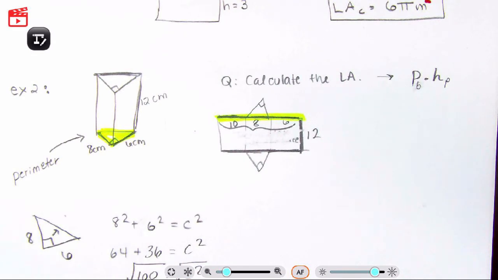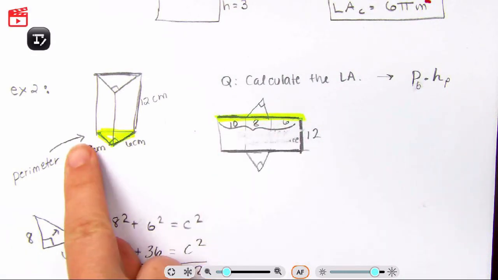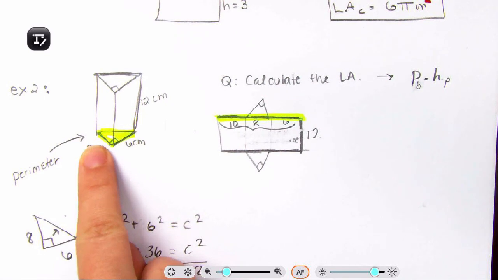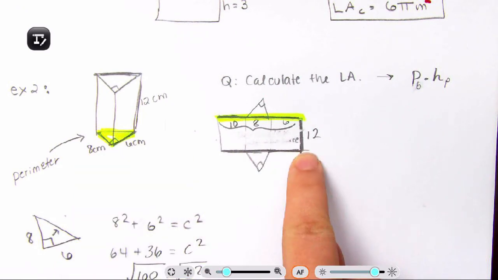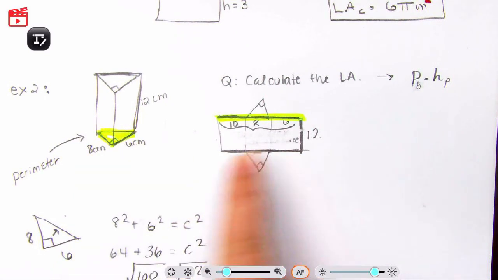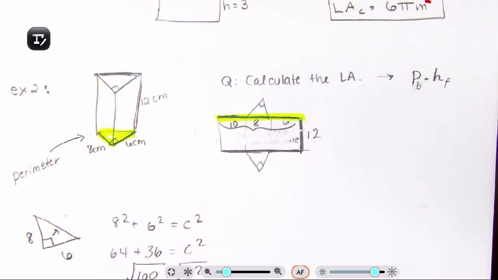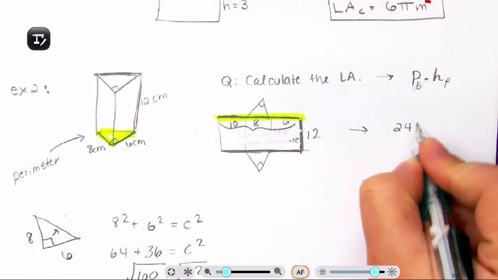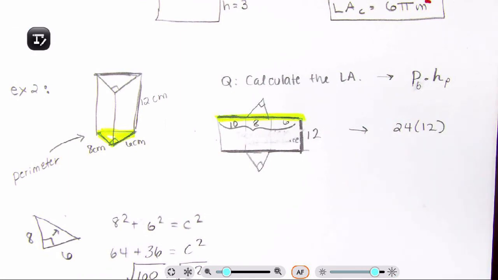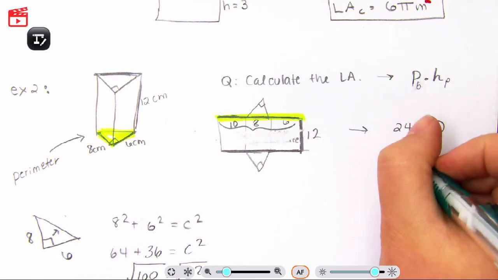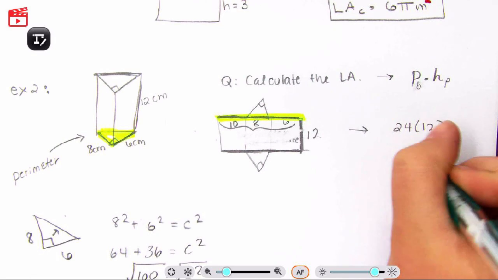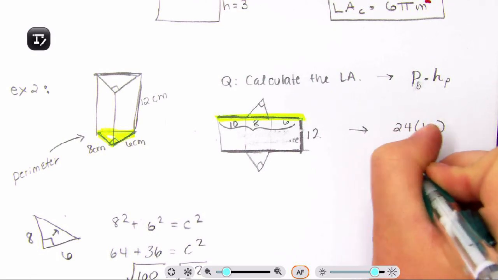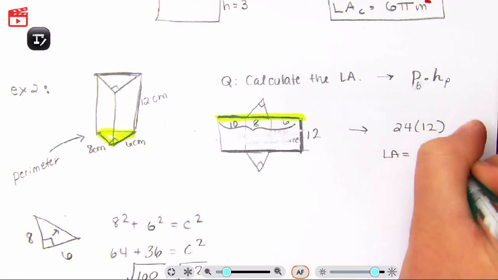So now that we have the perimeter of the base of the original triangle, we don't want the perimeter of the inside. We only want the perimeter of the base. That's what I wanted to clarify. So let's count these out. I have 10 plus 8 plus 6. That is 24. So I have 24 times 12. And that is, lateral area is equal to 288 units of measure, centimeters.